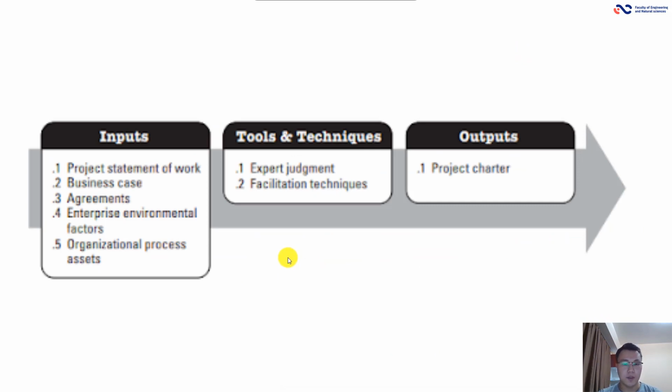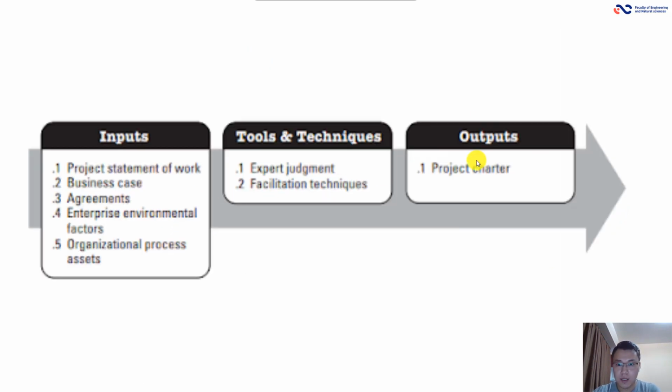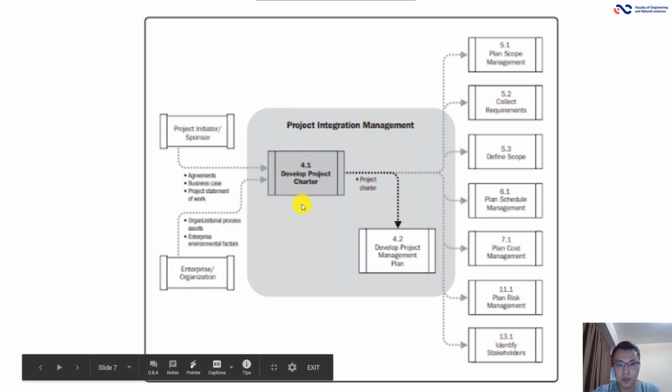What we have in each part is inputs, tools and techniques, and outputs. In inputs, there can be topics like project statement of work, business case, agreements, enterprise environmental factors, and organizational process assets. In tools and techniques, it's expert judgment, which means feedback, and facilitation techniques, and in output we have the project charter. It is also the workflow of project integration management, like we said in the previous slide. In output we will have the project charter, and here it is.